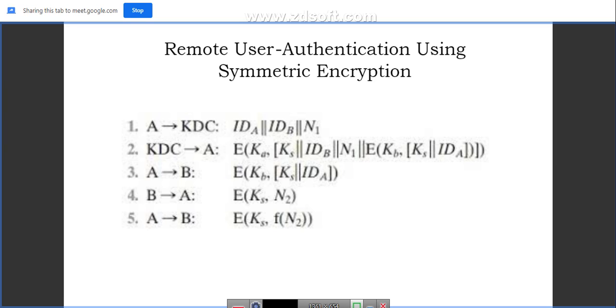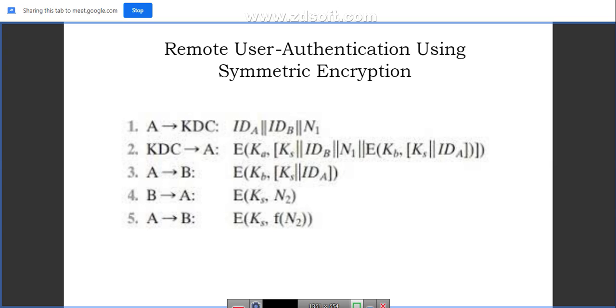exchanges. Normally we call it this process. This set of exchanges was introduced by Needham and Schroeder. Normally we call it the Needham-Schroeder protocol. So whenever in the exam we are asked to explain the process of Needham and Schroeder, you need to explain this set of exchanges.